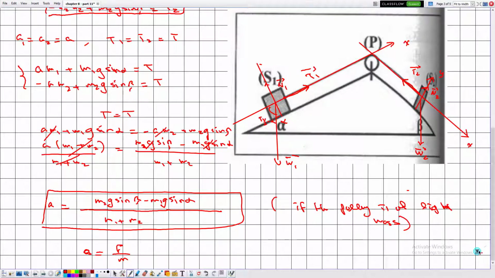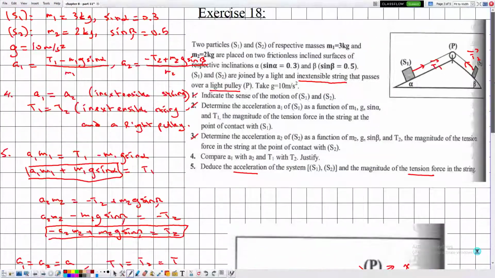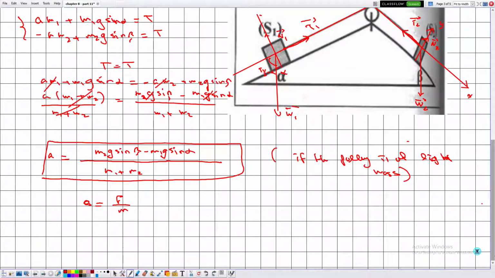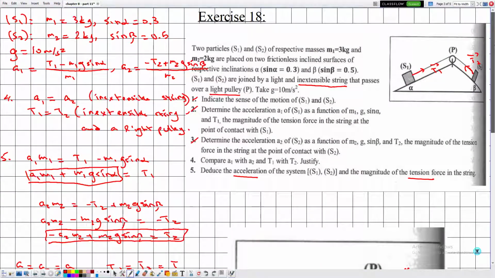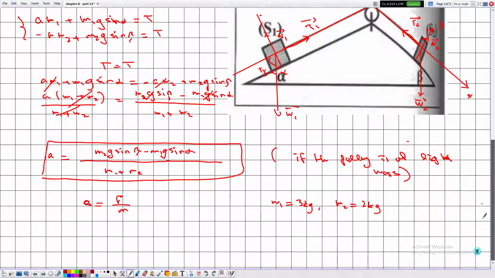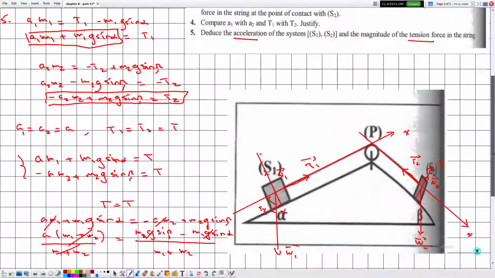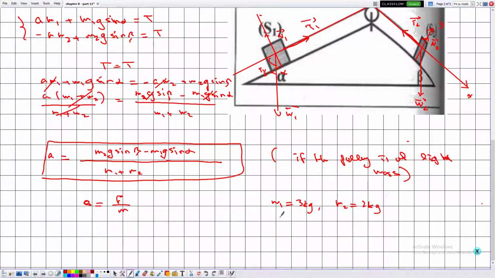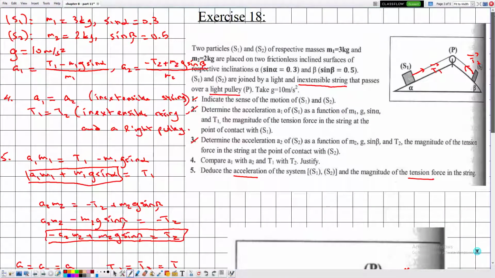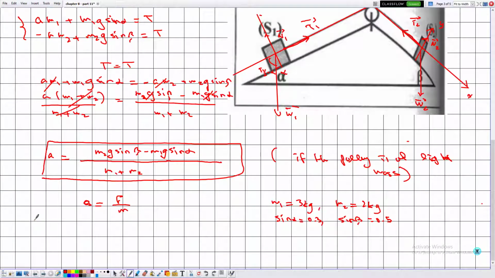Now if you want to calculate the numerical value of this acceleration, we have m1 equal to 3 kilograms and m2 is given by 2 kilograms if I'm not wrong. M2 is equal to 2 kilograms, right? And sine alpha is equal to 0.3 and sine beta is equal to 0.5, I think. Right. So now let's calculate the numerical value of the acceleration.